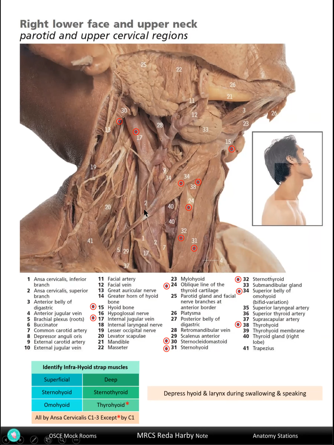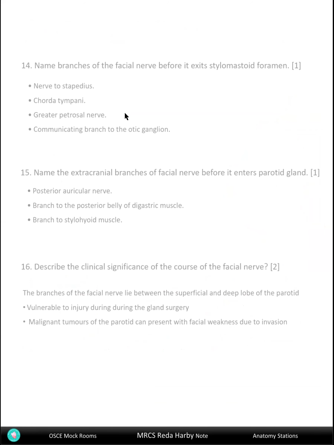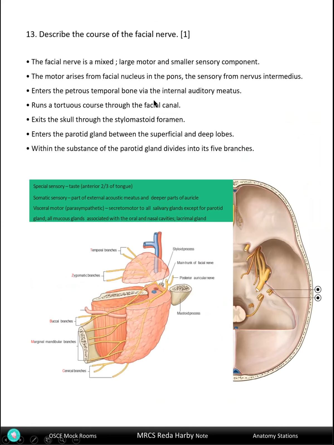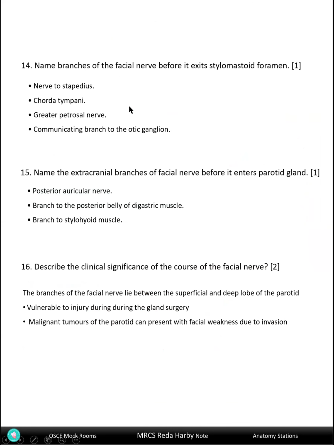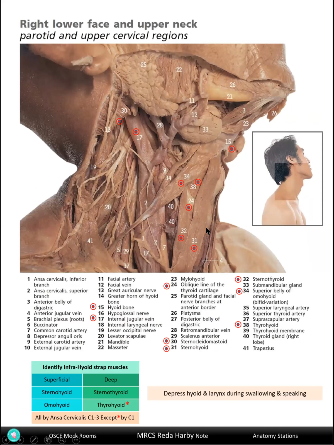So regarding this number 17, what is it? Internal jugular vein. Excellent. Regarding this cut muscle, number... Sternocleidomastoid cut. Excellent. And regarding this one, this is sternothyroid. Sternohyoid. It is above, sternohyoid, yeah, but the one below is sternothyroid.